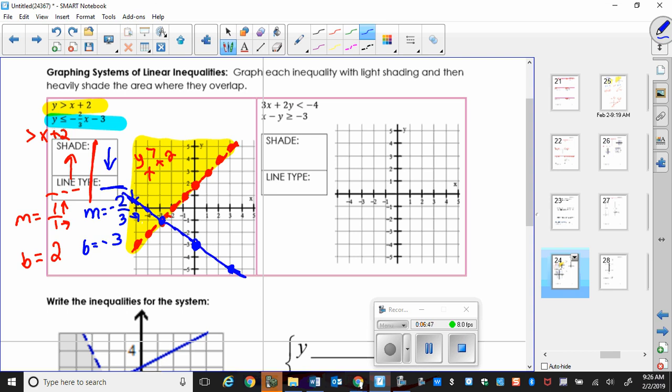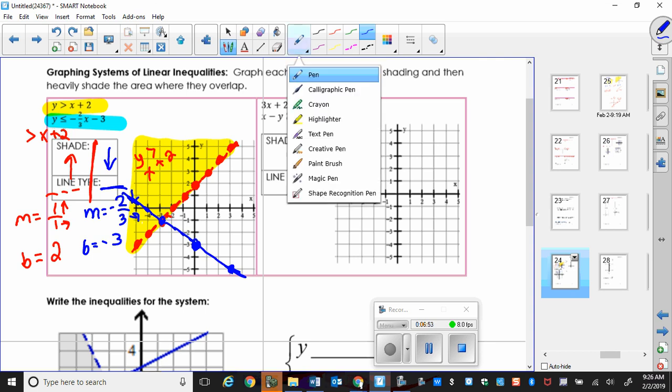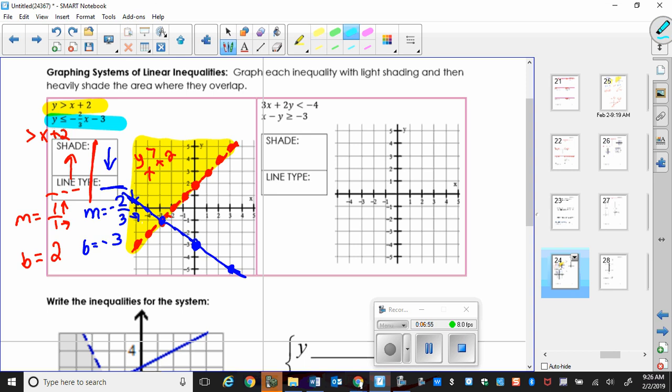Now we're looking for the shaded area of overlap here. I'm shading below this line. If I look, my shaded area is going to turn green. My solution to this particular system is going to be not just one point, but a series of points.